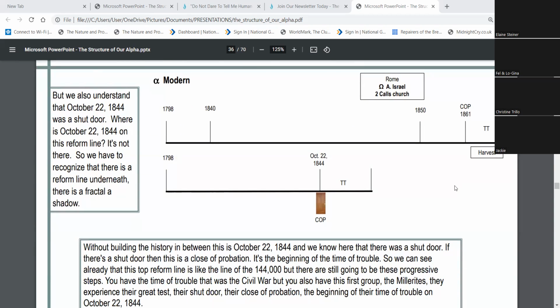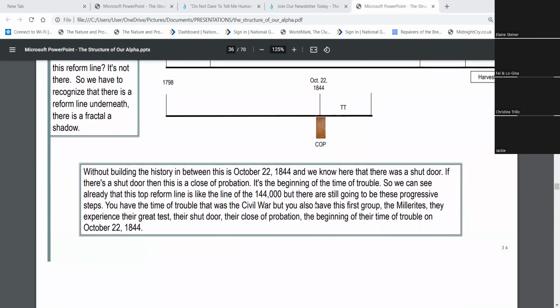Well, we also understand that October 22nd, 1844 was a shut door. Where is October 22, 1844 in this reform line? Up here. It's not there. So we have to recognize that there's a reform line underneath. There's a fractal, a shadow.